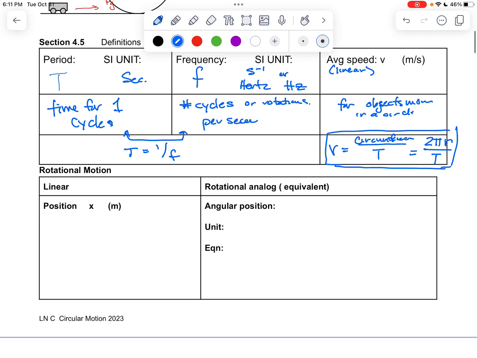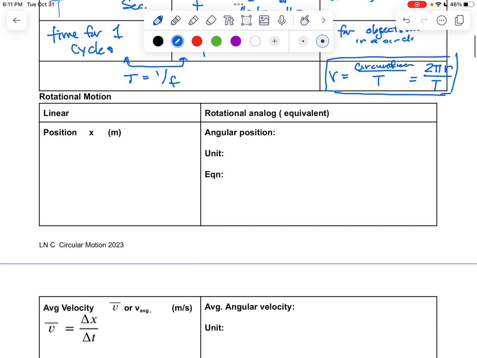All right, so a little bit about rotational motion and kind of looking at the analog or the equivalent from the linear world to the rotational world. So we've all spent some time talking about position. It's measured in meters. But in the angular world, we'll use theta to indicate an angular position. The unit for that is radians.